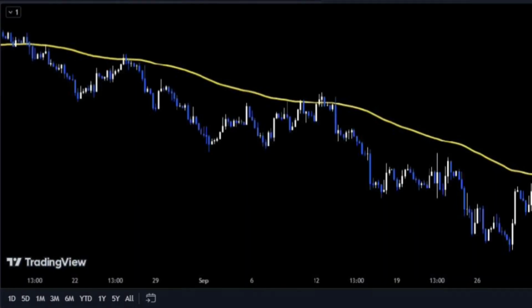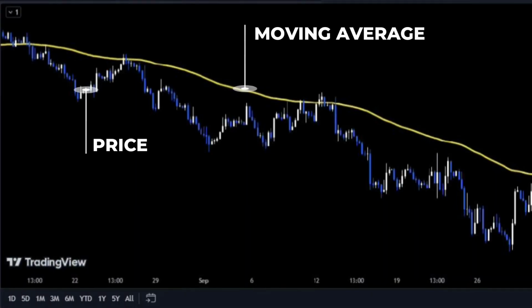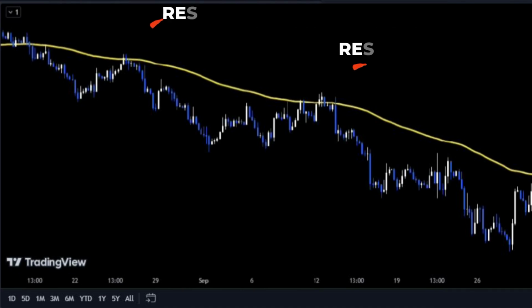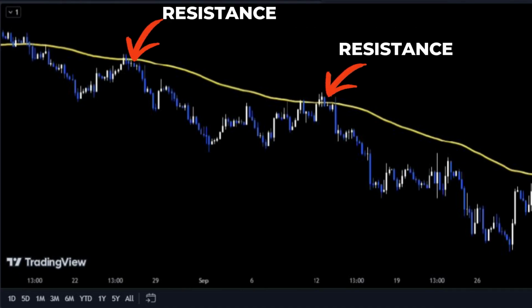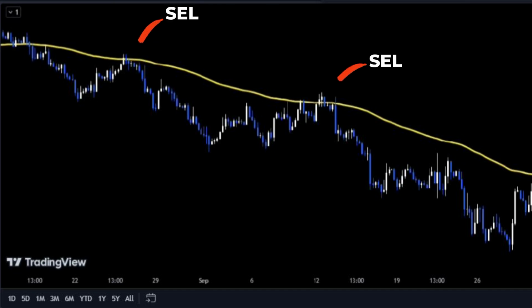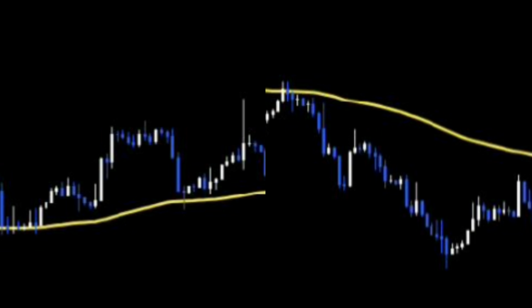Now in a downtrend, things flip. The price usually stays below the moving average, and when it tries to climb back up, it finds resistance. Imagine it like a pesky rival that keeps pushing it back down. In this case, we might find chances to sell when the price is near the moving average. And there you have it, moving averages as dynamic support and resistance. Who knew one little line could do so much for us traders, right?